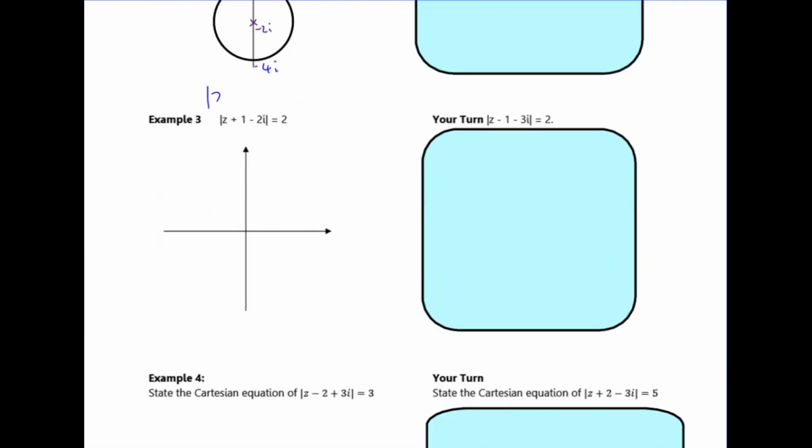Similarly for this one, again, it needs rewriting as modulus z minus something. Change the signs on the 1 and the 2. So modulus of z minus (minus 1 plus 2i) equals 2. So the center of this circle is at minus 1 plus 2i, so up here. This is a circle of radius 2. So thinking about this, I've gone up by 2 and it's got radius of 2, so I should just touch the x-axis down here. And I'm going to label up the easiest points. So I'm at minus 1, 2 up here. I'm touching at minus 1 down there. We've got radius 2.